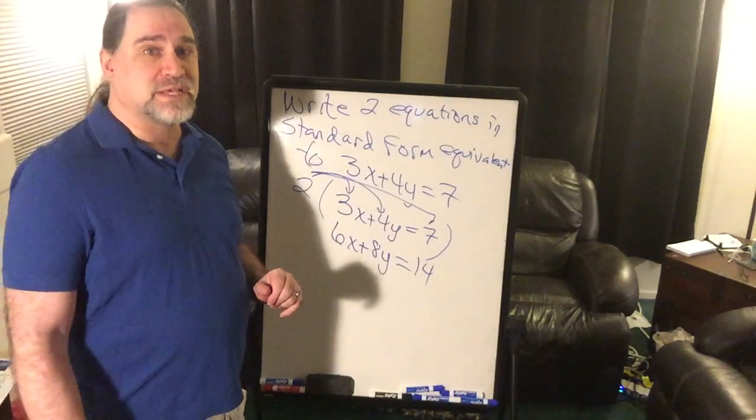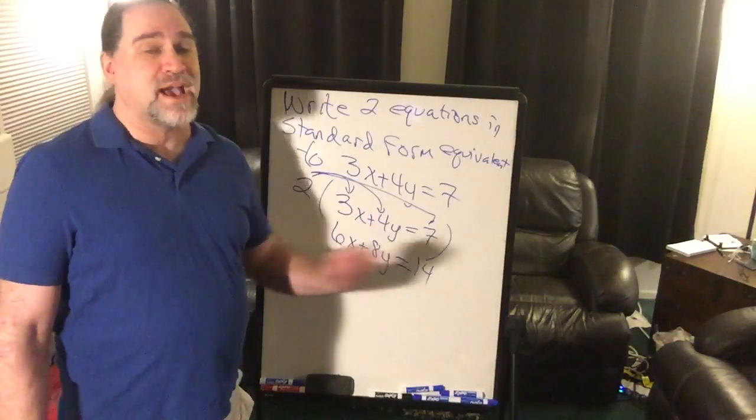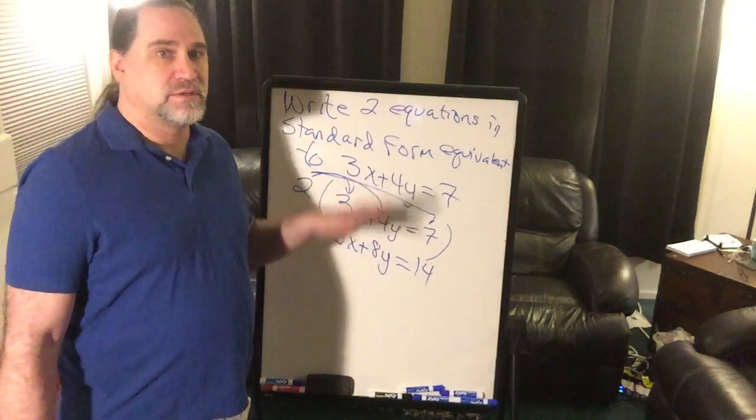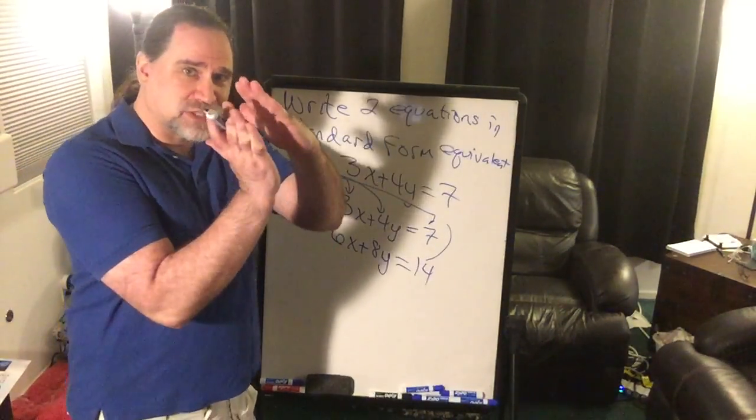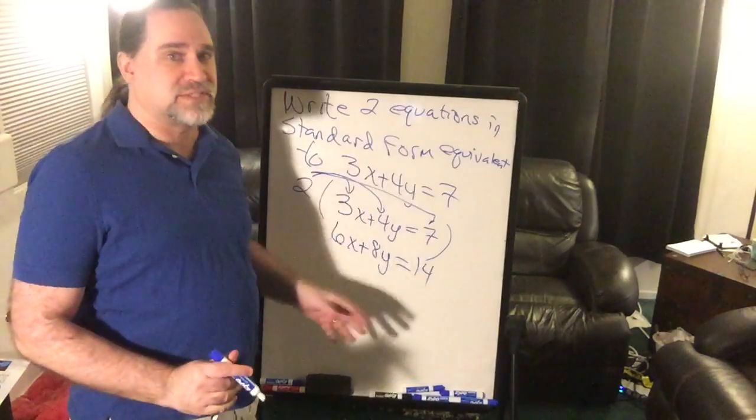Meaning, if I were to make a table of values and go ahead and graph this, these are actually the same line. It's not like they're next to each other. They would overlap. They are the same exact line.